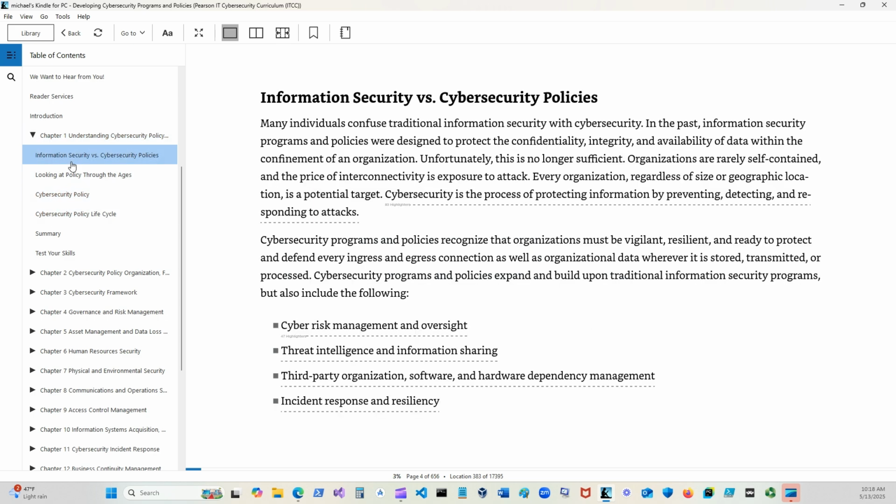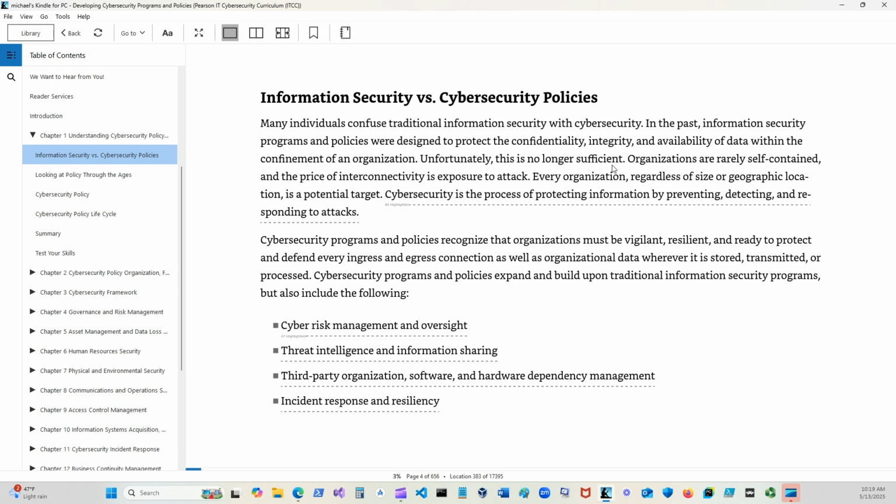And like I said, every good book starts off with history. So this is information security versus cybersecurity policies. There is a difference, okay? Many individuals confuse traditional information security with cybersecurity. In the past, information security programs and policies were designed to protect the confidentiality, integrity, and availability of data. Now, this CIA triad is, I would say, the backbone of all cybersecurity. Okay? Within the confinement of an organization.